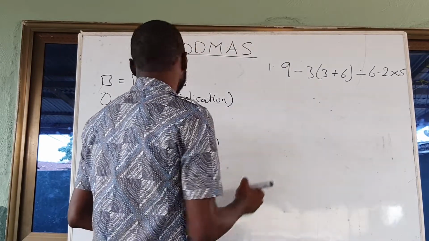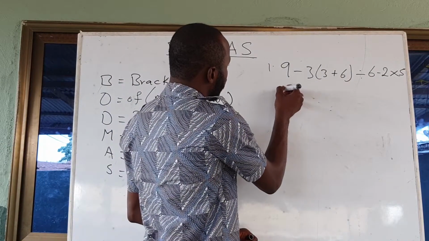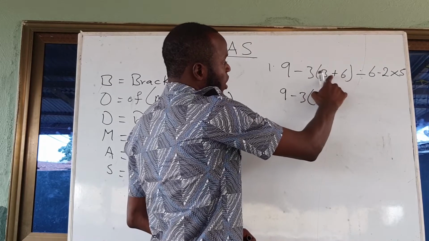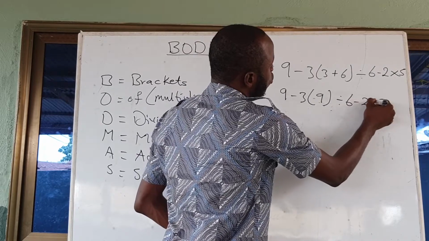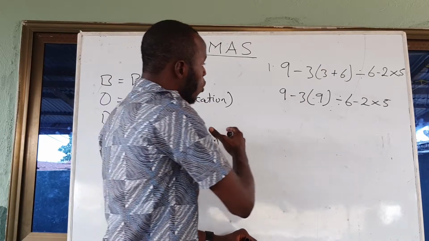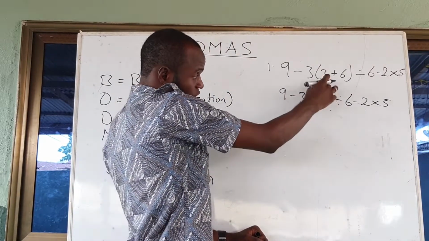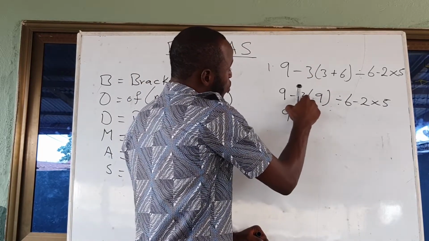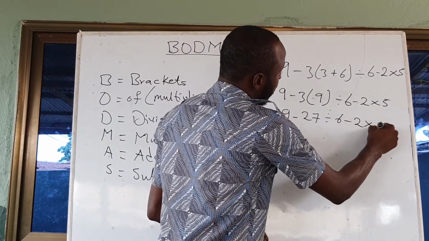So the first thing is, from Bodmas, bracket. If there's any bracket, you deal with the bracket first. So we have 9 minus 3 into bracket, and we get rid of this bracket, which is 3 plus 6. We have 9, divided by 6 minus 2. We are going to resolve this one after the other using Bodmas. Now we've gotten rid of the bracket, but there is still a bracket in there, which is this times this. So we need to concentrate and get rid of that bracket again. We repeat this 9, so 3 times 9, we have 27, divided by 6 minus 2 times 5.